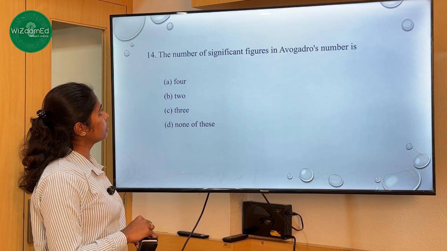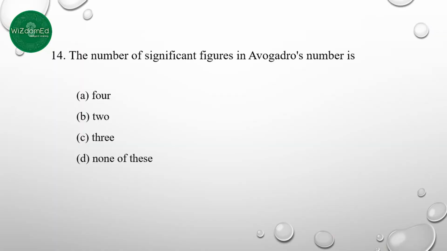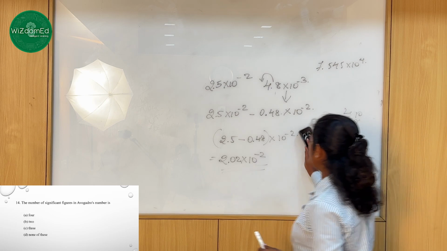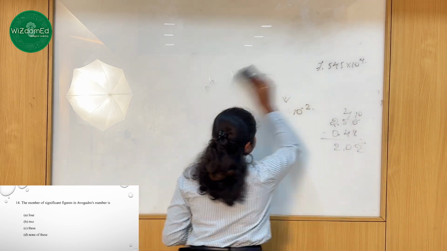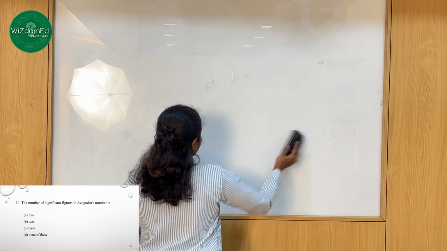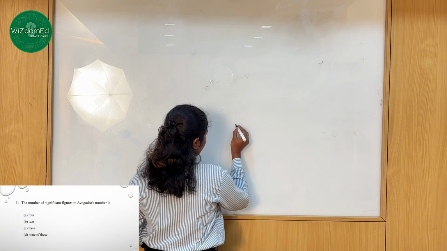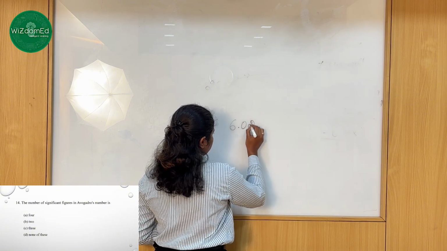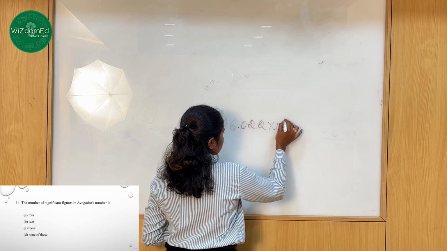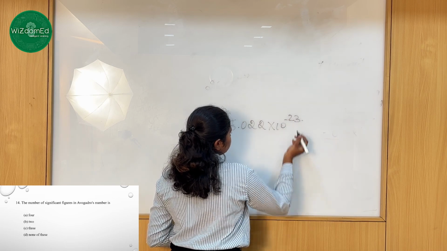So our next question is: the number of significant figures in Avogadro's number is. Our options are A 4, B 2, C 3, and D none of these. So let's write the Avogadro's number and check the number of significant figures in it. We all know that Avogadro's number has a value of 6.022 × 10 raised to power 23.